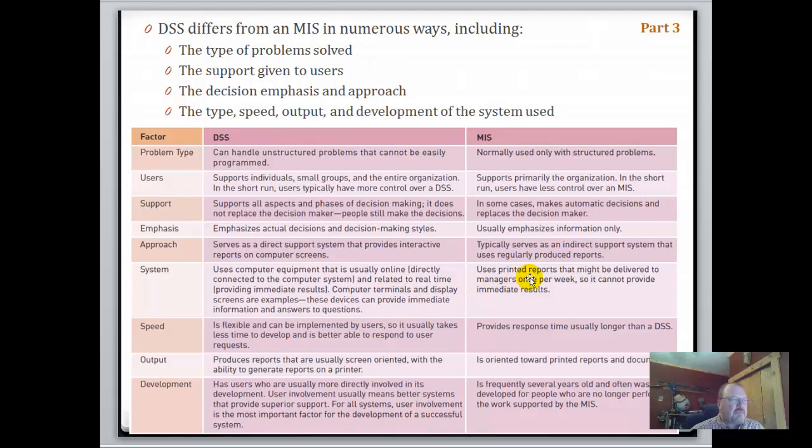Okay, MIS uses printed reports that might be delivered to managers once per week, so it cannot provide immediate results. Okay, output produces reports that are usually screen oriented. That's a DSS, with the ability to generate reports on a printer, and MIS is oriented toward printed reports and documents. So remember, MIS is stuff that we gather basically weekly, quarterly, monthly. DSS, excuse me, is a method, a way to use information that can help us make longer term decisions.